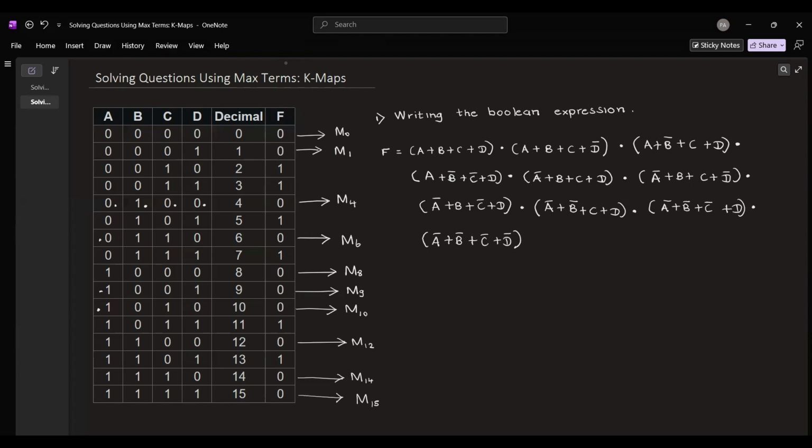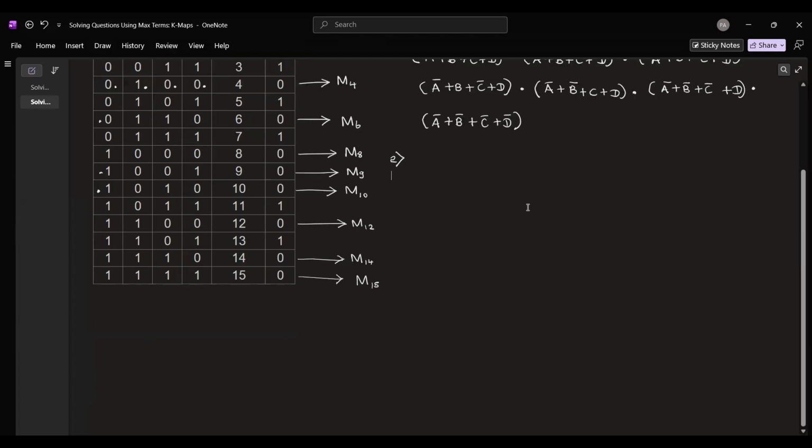Now, if you try to simplify this using Boolean algebra, I don't think you will be able to do any other questions in your paper. That's why we need K-maps here. Alright, we are going to plot a K-map diagram. The basics are the same that we used in the minterms in the previous video. But here, instead of using ones, we will be using zeros. That's the only change that we are going to do. Other than that, everything is same.